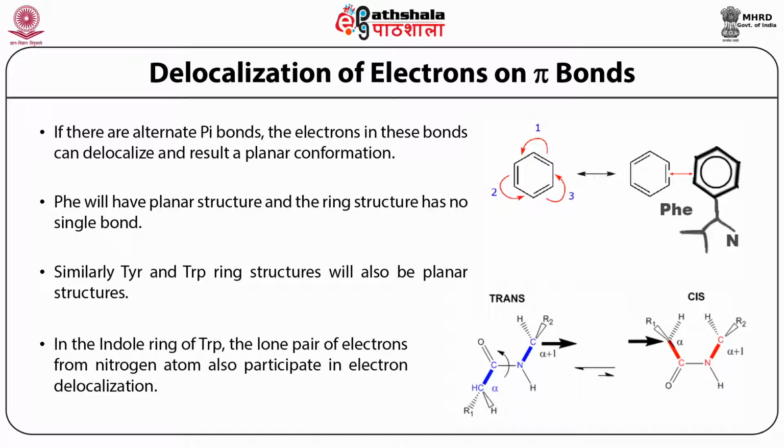So the double bond could be exchanged between the carbons, and eventually we call it a delocalized double bond. And when you have delocalized double bonds, the structures become planar. So in proteins, we have three ring structures: phenylalanine, tyrosine, and the indole group of tryptophan, where there are several double bonds, and because of that, electron delocalization happens. So these ring structures are very planar. Even though there are several single bonds, because of the delocalization of electrons, these ring structures cannot change, and they have to be in planar conformation.